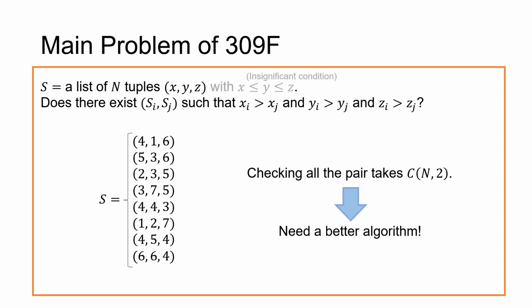At first, we may think about checking all the pairs Si and Sj, but it's impossible because the size of S is n, which is at most 10 to the 5th. So the number of pairs is n choose 2, which is about 10 to the 10th. That's why we need a better algorithm.